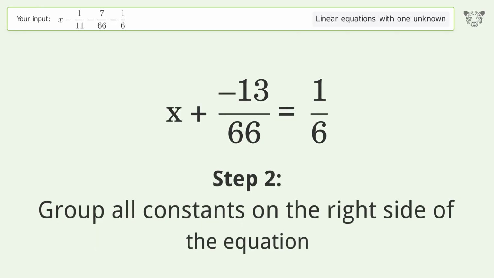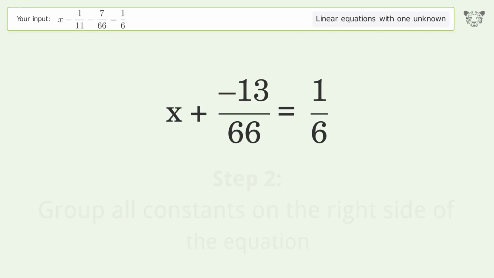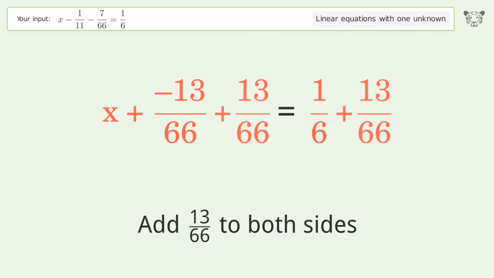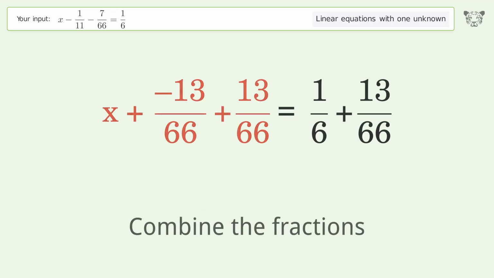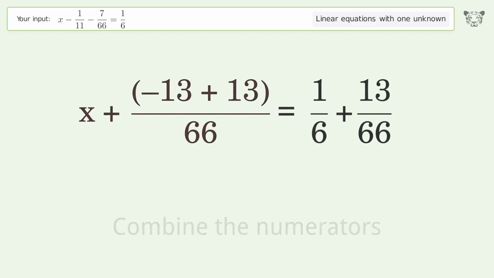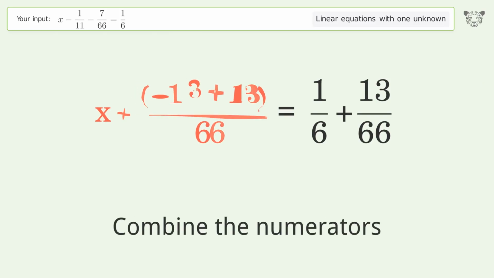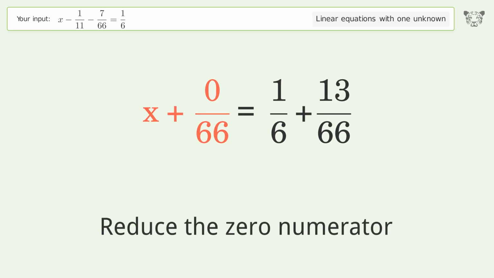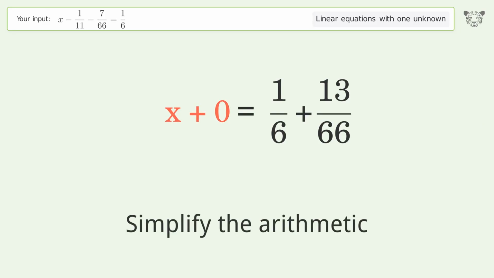Group all constants on the right side of the equation. Add 13/66 to both sides. Combine the fractions. Combine the numerators. Reduce the zero numerator. Simplify the arithmetic.